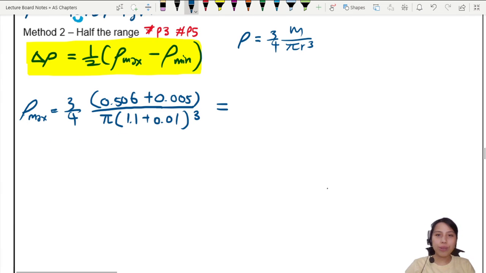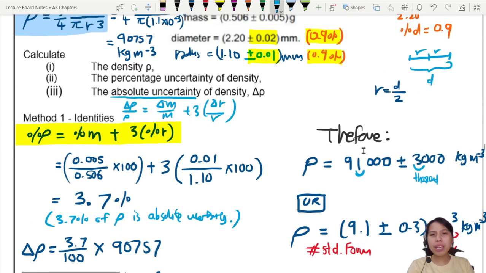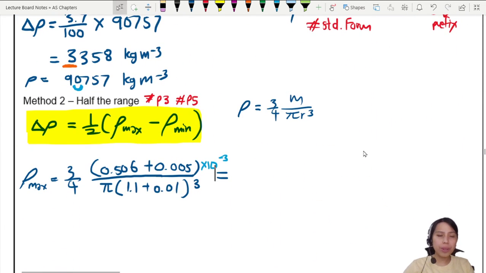Oh, I forgot to include the prefix. Okay, let's include the prefix. 10 to the negative 3 because that's in grams. We convert to kg. And the radius also has to be converted, right? It's in millimeters. So we have to include millimeters, times 10 to the negative 3, but cubed.